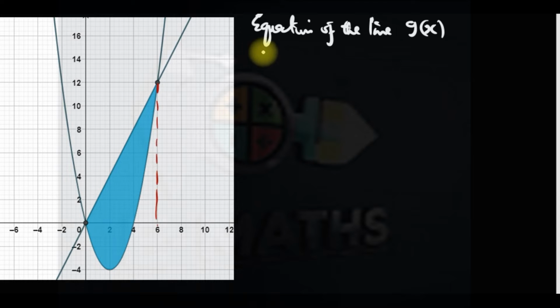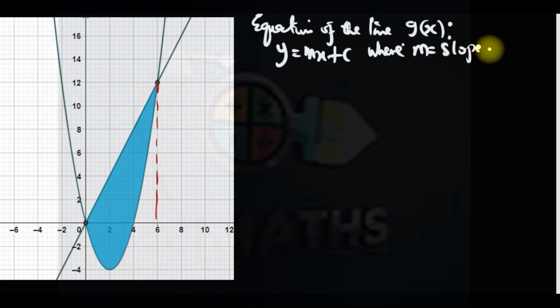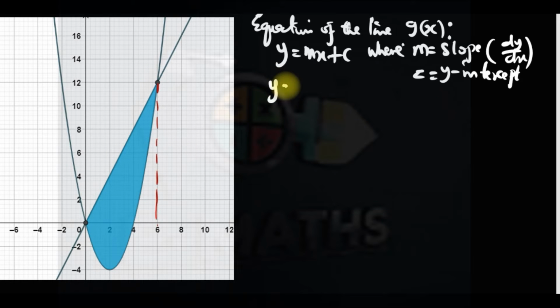Do you remember how to get the equation of a line? y equals mx plus c, where m is the slope or gradient, and you know how to find slope: change in y over change in x. And c is the y-intercept, where it cuts the y-axis. So looking at this line, we can get it fast.